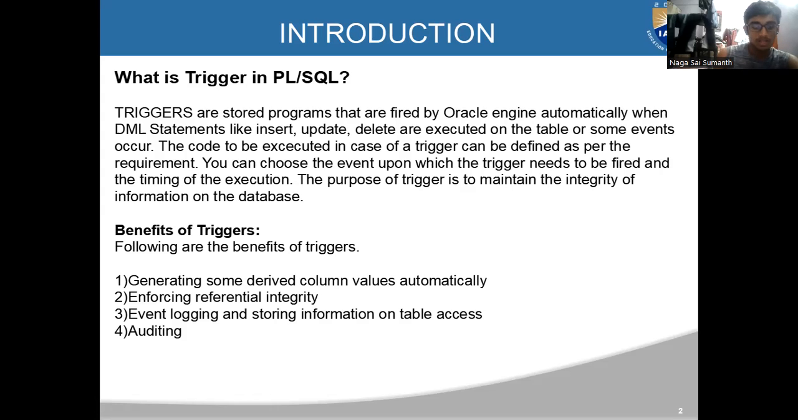So mainly the benefits of the triggers. The following are the benefits of triggers: generating some derived column values automatically, enforcing referential integrity, event logging, and storing information on table access. So auditing. So basically, the trigger is a stored program that is executed by the Oracle engine automatically when the DML statements like insert, update, delete are executed on the table or some events.